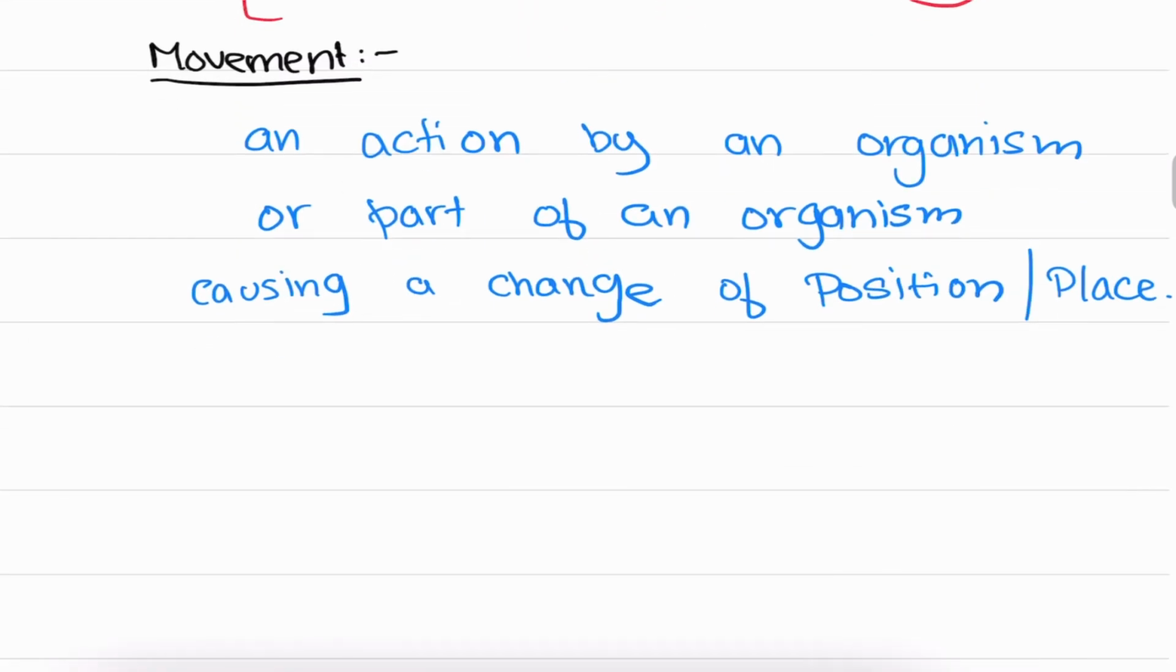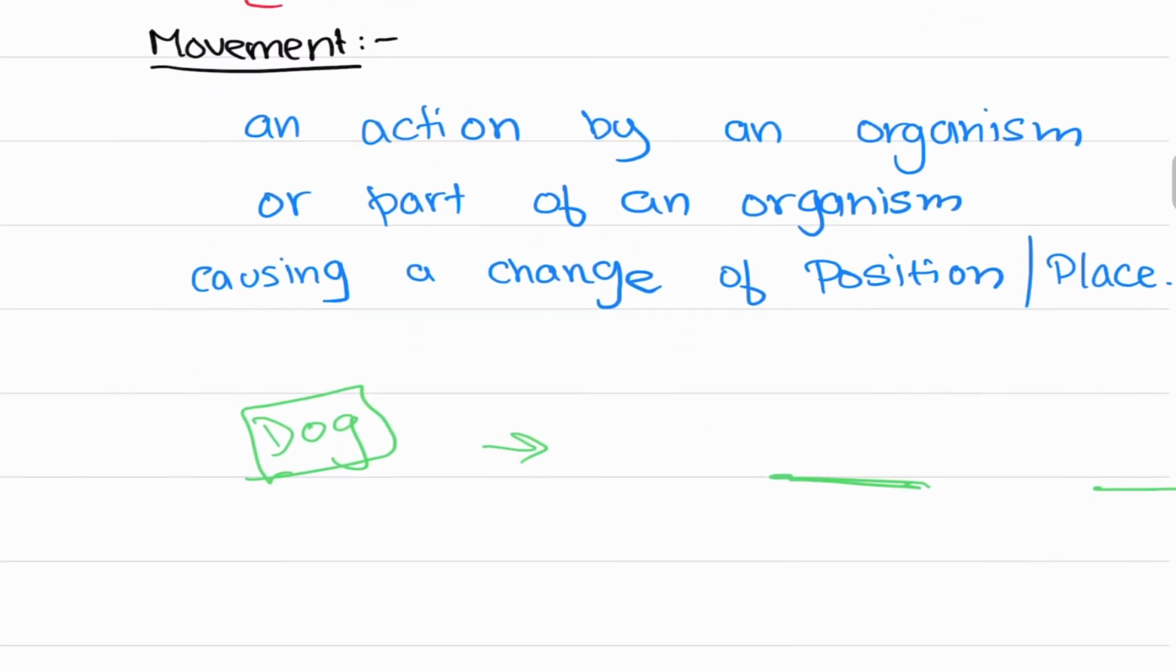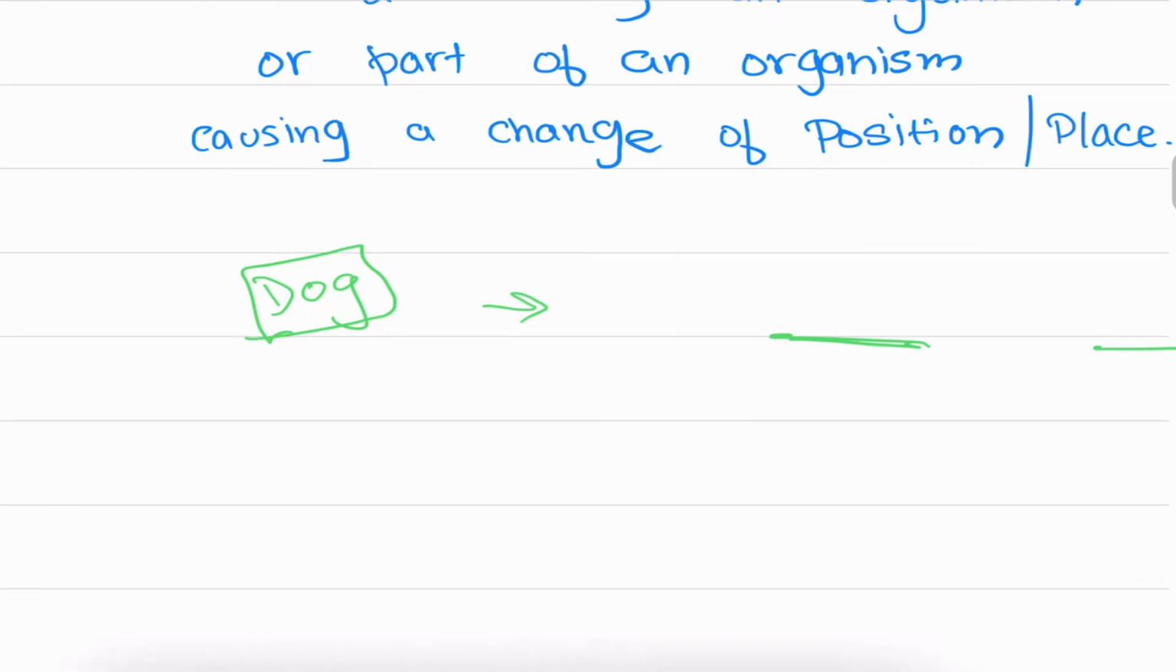Now what does this mean? For example, if we take a dog, when it runs, it moves from one place to another, right? But if it moves just its tail, it is causing a change in a part of that dog. He's moving his tail as if he's seen something good, that's why he's happy and moving his tail. So that's a part of an organism causing a change of position. This is what movement actually means.